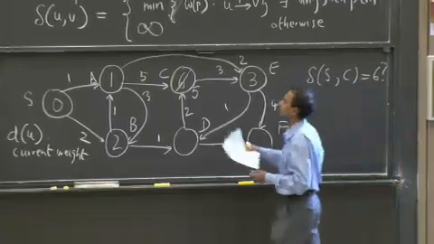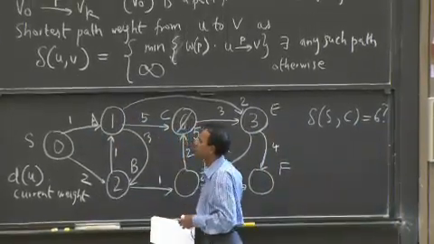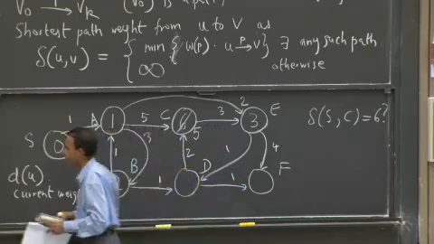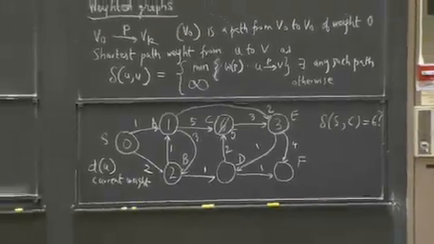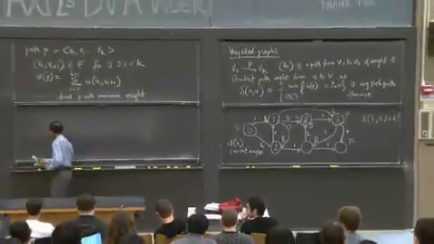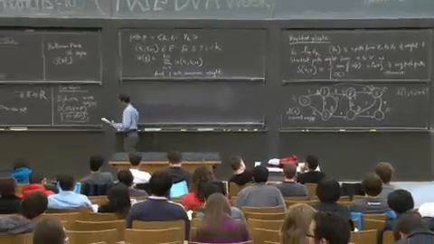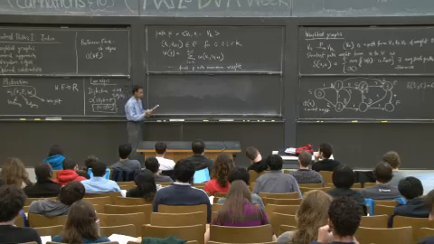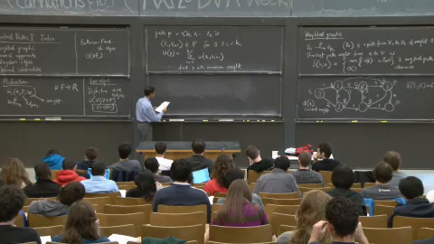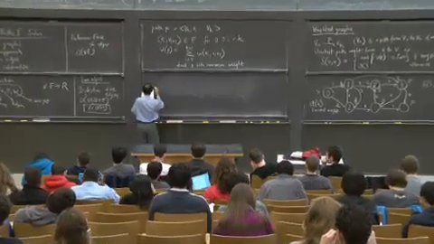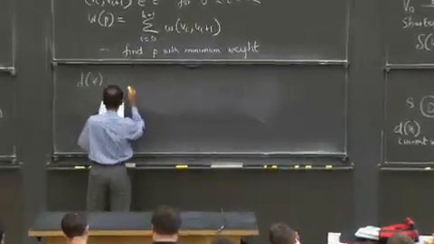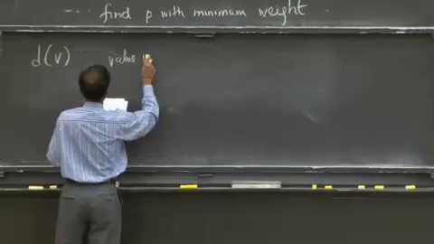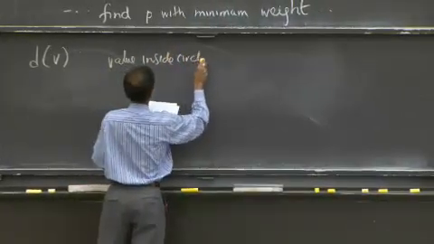What we did here was we had delta UV that corresponded to the weight of the shortest path. But if you want the path itself, we need a way of finding the sequence of vertices that corresponds to the minimum weight path. In particular, we're going to have to define what we call the predecessor relationship. And so what I have is d of v is the value inside the circle, which is the current weight.